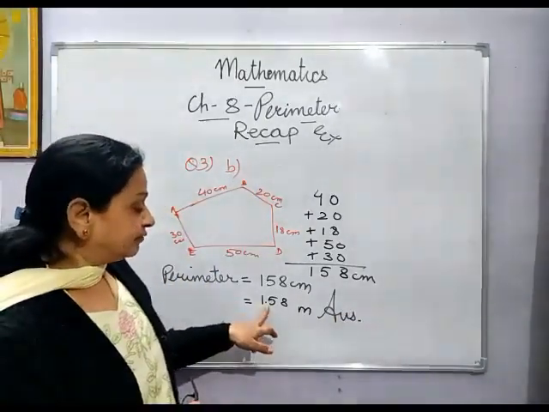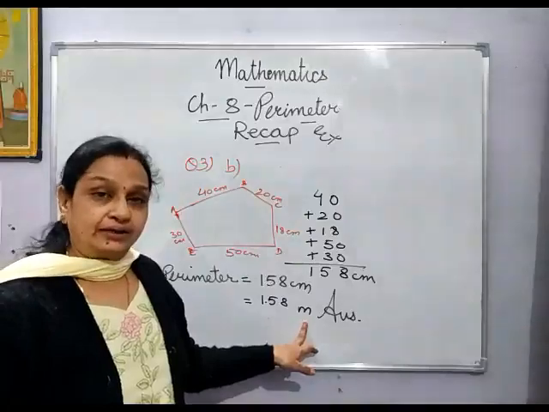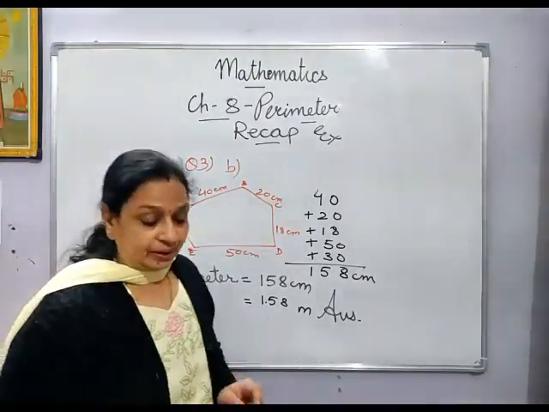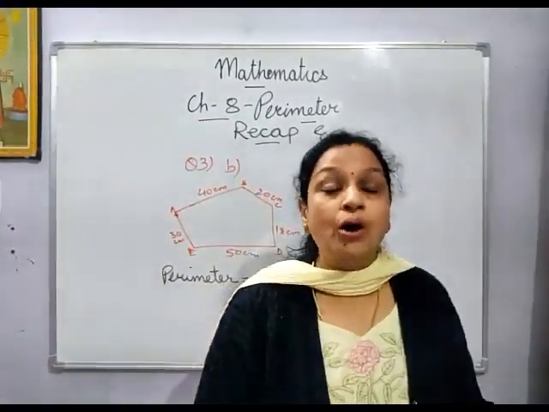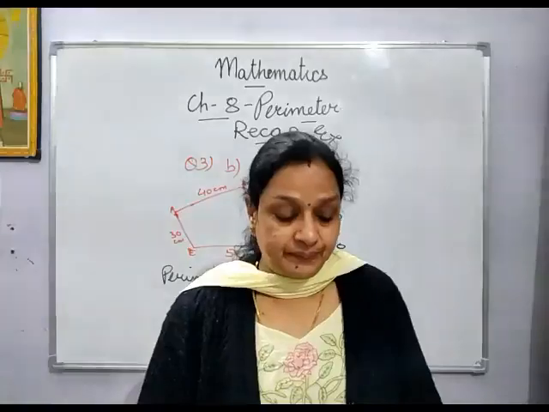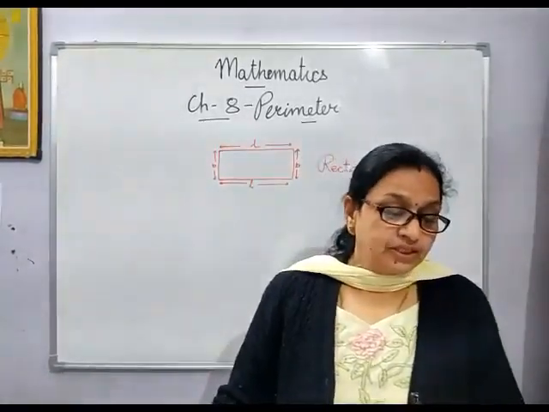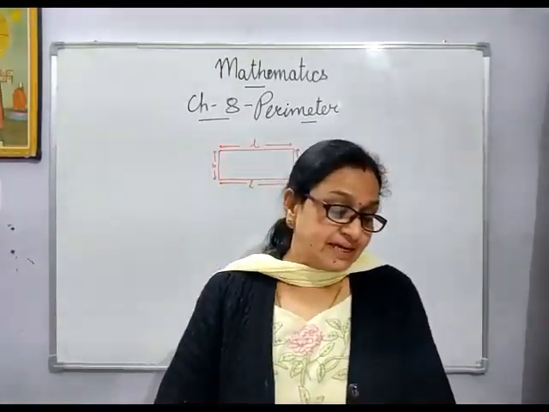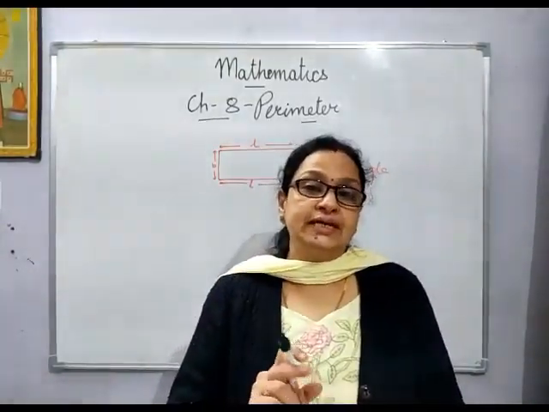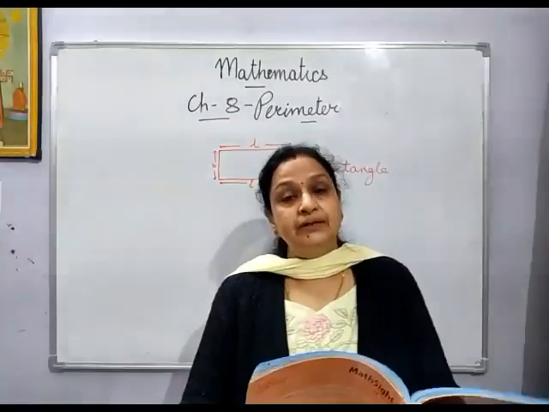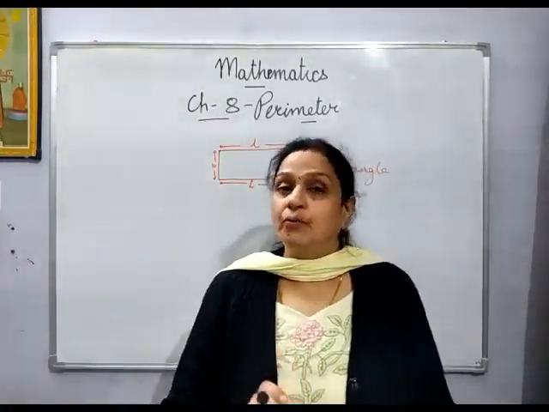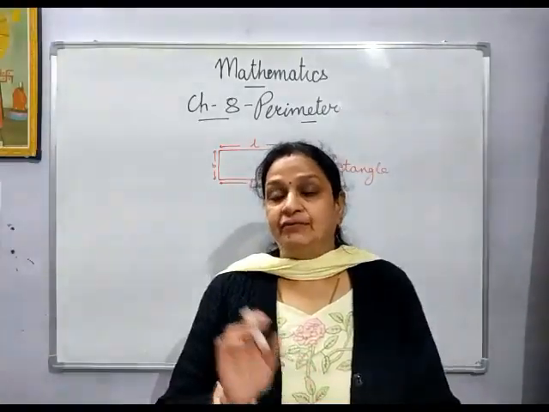And you also remember, whenever there is a decimal, you put the higher unit. I hope this much is clear to you. Now I will be telling you how you calculate the perimeter by formulas. Just now we have seen in the recap exercise that by adding the measures of all the sides of any plane figure or polygon, we get the perimeter. Now how to calculate by formulas, that we will be doing.